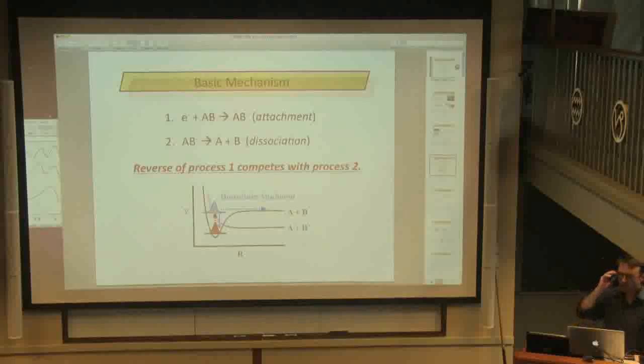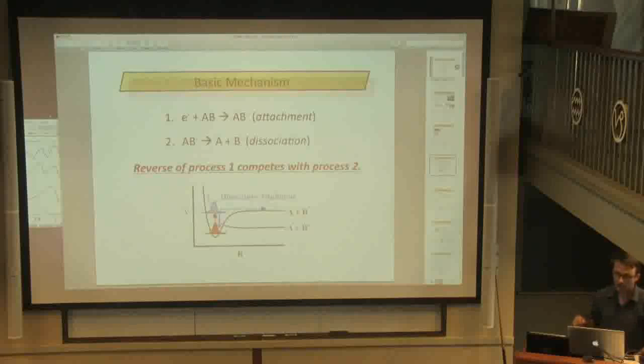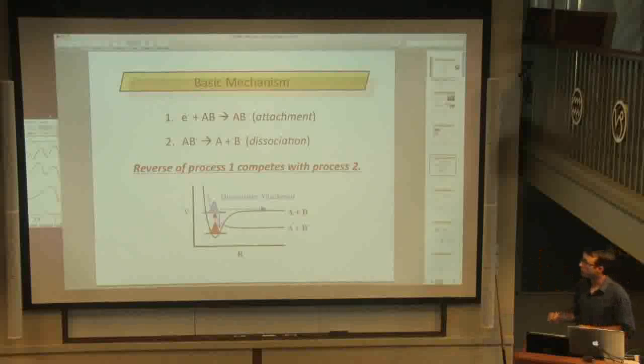So it's important to realize that DEA is a two-step process. The first step is electron attachment. You create a metastable anion, and then that metastable anion dissociates. And importantly, the reverse of process 1 competes with process 2. That's going to be the main take-home message of my talk as far as calculating uncertainties: it's that competition with the reverse process going back to the electron and neutral.